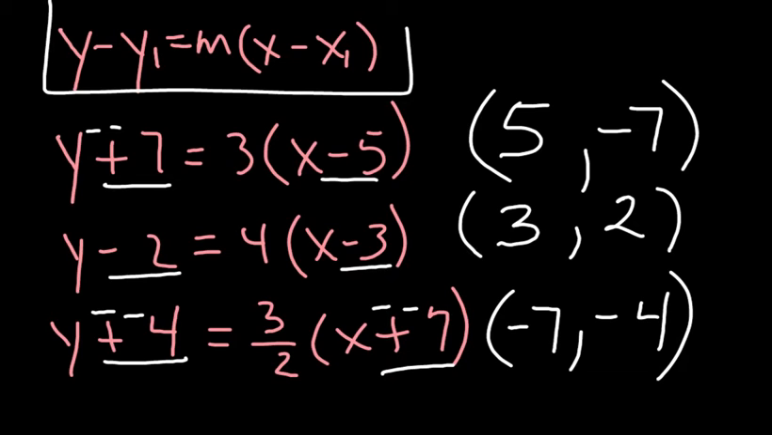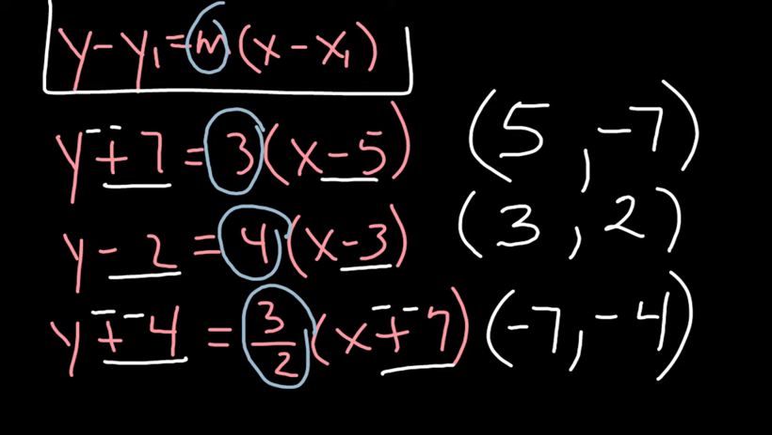Now, while we're talking about it here, if I ask you what was the slope, could you tell me what the slope is in these equations? Well, sure, isn't slope always m, and don't we have an m there? So the slope of this line is 3. The slope of this line is 4. The slope of this line is 3/2.